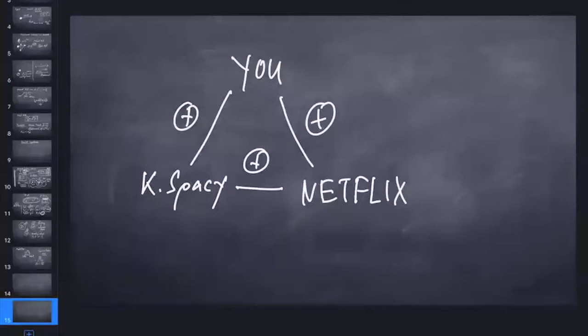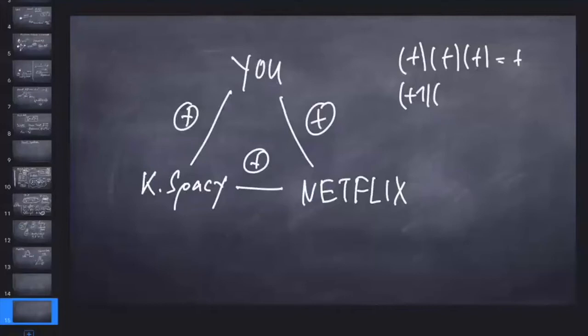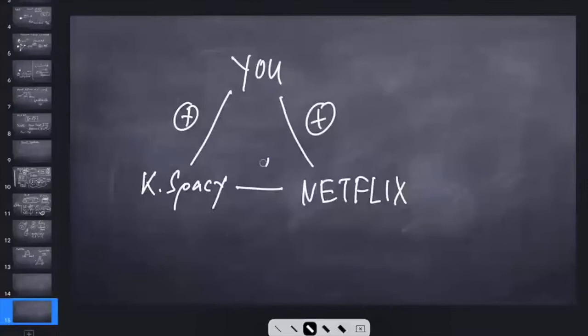So that is balanced because plus times plus times plus is plus. We could also write plus 1 times plus 1 times plus 1 is plus 1. So that is balanced. Okay. So now, let's assume there's a scandal. K. Spacey has a big scandal, and Netflix cannot really support the series with K. Spacey anymore. So that would change this relationship to negative.